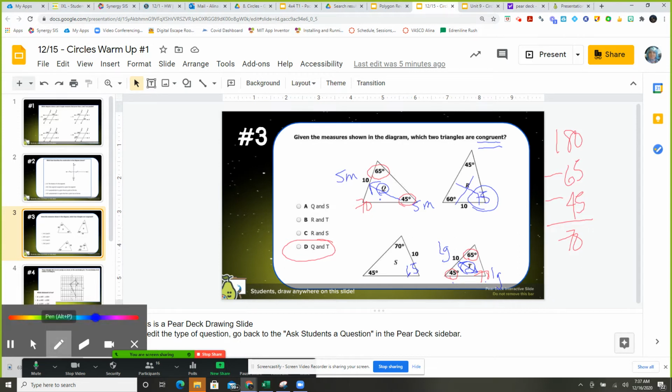So then I go and I look at where this 10 is. And the 10 is across from the 45. That's the small and the small. So instead of QT, what's the best answer? Which two triangles have the 10 as the smallest side? Q and S.